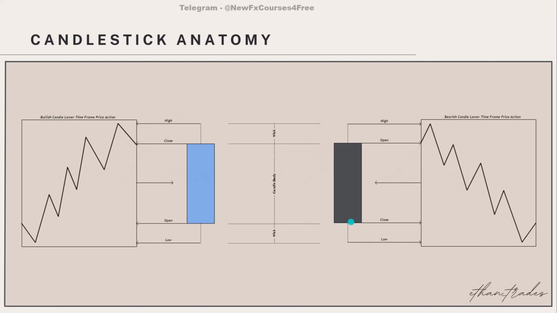So if this was a daily candle, within 24 hours, the highest price reached was this level right here. The lowest was this level right here. And let's say this is midnight, and then this is midnight again. So 24 hours. You just have a candle that opened at midnight and closed at midnight at these price levels.